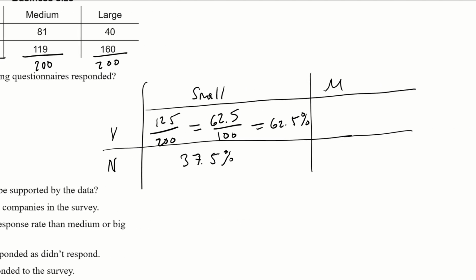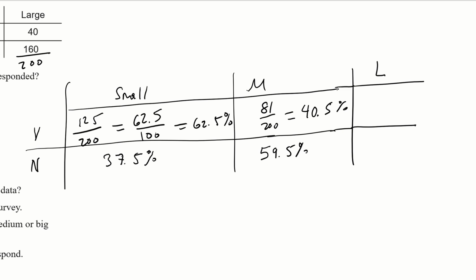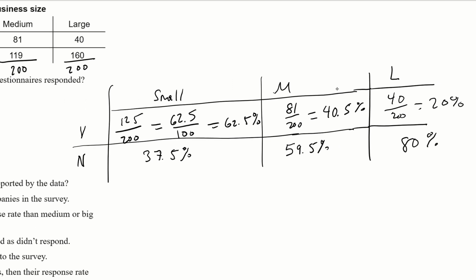So this actually makes it really nice. So we got 81 out of 200 responded. So that's going to be 40.5%. Here, this is going to be 59.5% did not respond. And lastly, we have large business. And it was 40 out of 200, which is 20%. And this is 80%. Okay, so this is the conditional distribution of response for each business size.